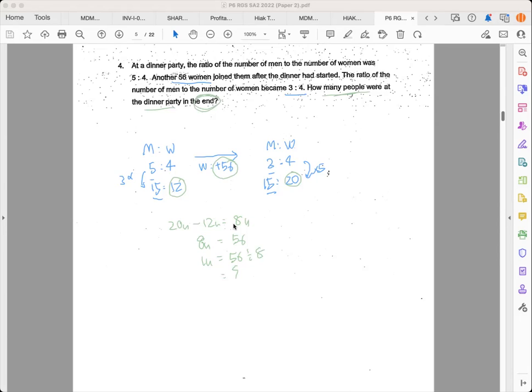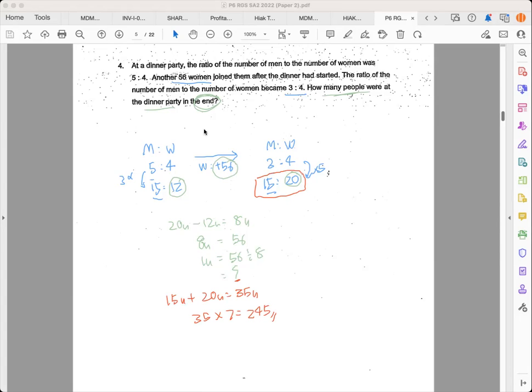Question is, how many people were at the party in the end? So in the end is this. This is the end. So in the end there is 15 units plus 20 units, 35 units. 35 multiplied by the value of 1 unit, which is 7. Answer is 245.